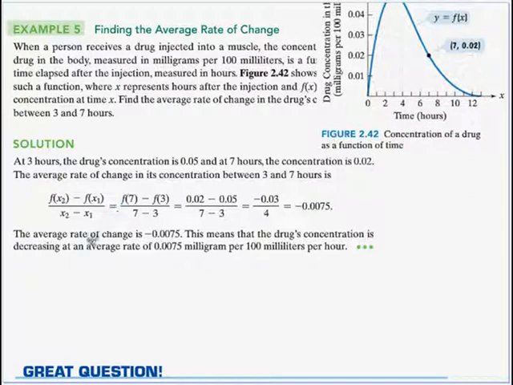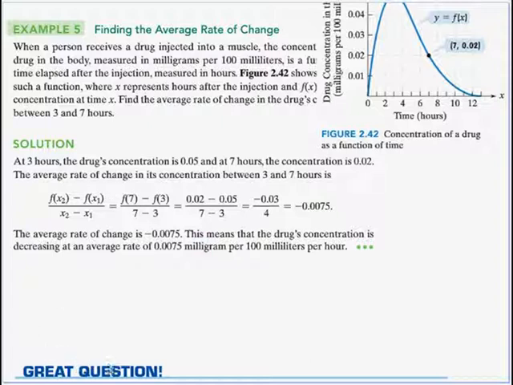So here's our slope equation. We find the output for f of 7 and f of 3. Again, that's 0.02 and 0.05. We subtract y minus y over x minus x, and get negative 0.03 over 4. And if you divide that, you'll get negative 0.0075. So the average rate of change is negative 0.0075. This means that the drug's concentration is decreasing at the rate of 0.0075 milligrams per 100 milliliters every hour.